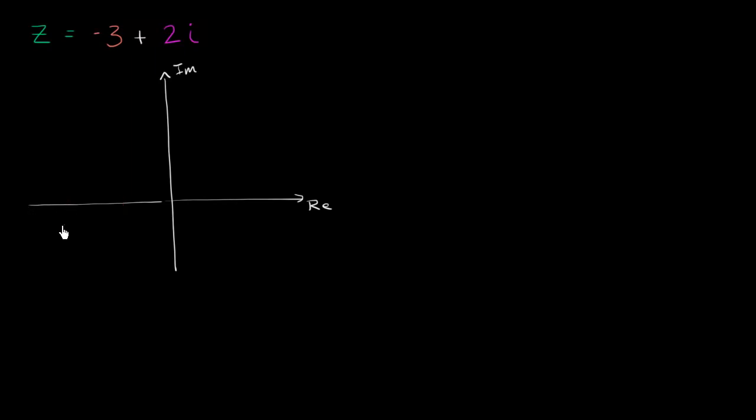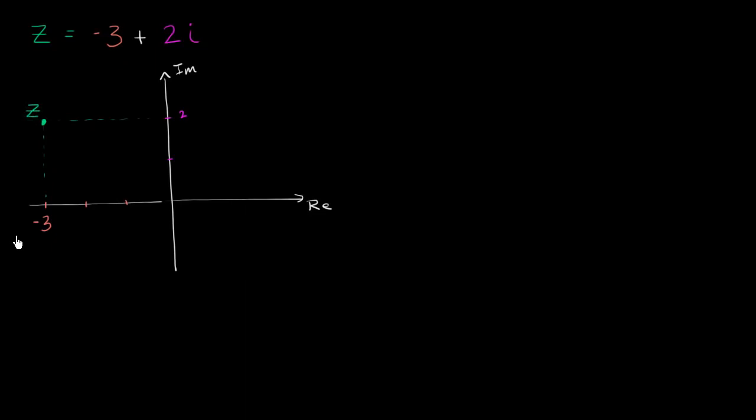Let me space that out a little bit more evenly. So 1, 2, 3 to the left of the origin. So -3. And then we have 2i. So we're going to go up 2, up 2 in the imaginary direction. So 1, 2, just like that. And so z is real part -3, imaginary part 2. z would be right over here in the complex plane. So that is z right over there.